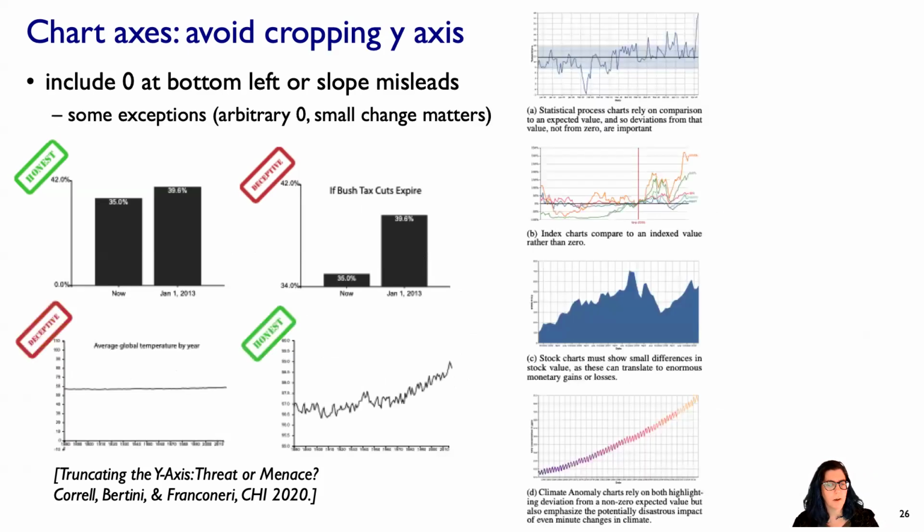Now, it's also worth thinking this is not absolutely global advice. There are exceptions. Sometimes the zero is an arbitrary place, and then you actually want to be able to change that, like with index charts. Sometimes small changes really do matter, like with the average global temperature by year. So there's nuances. You have to think about what you're trying to achieve. But in general, think very carefully before cropping a y-axis.